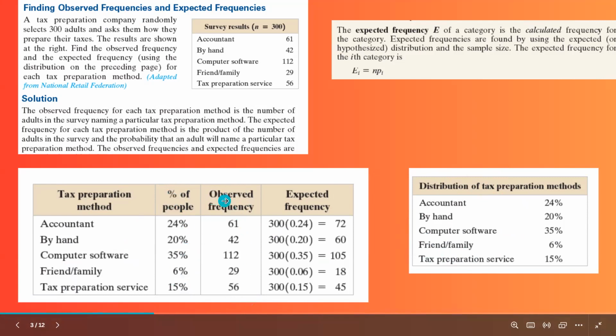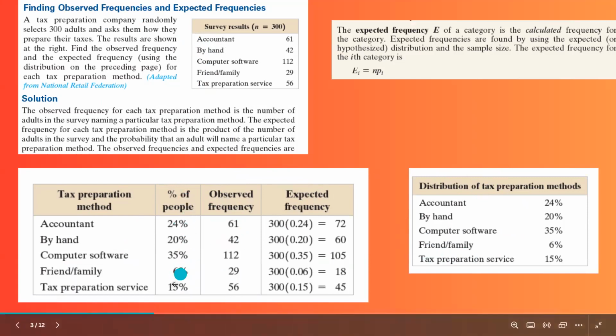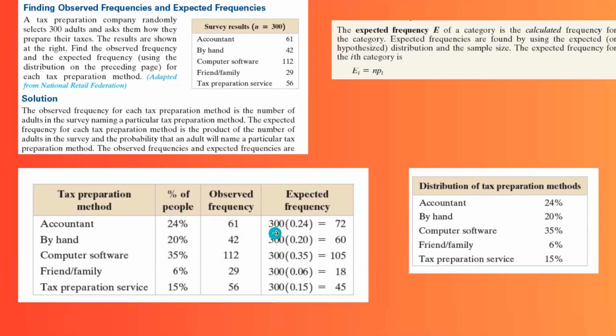The observed frequency is coming from the survey, and the expected frequency is the multiplication of 300 people by each percentage given to us. That's the important part. So you have 300 times 24%, 72, the expected frequency.